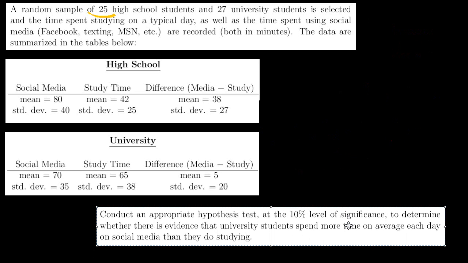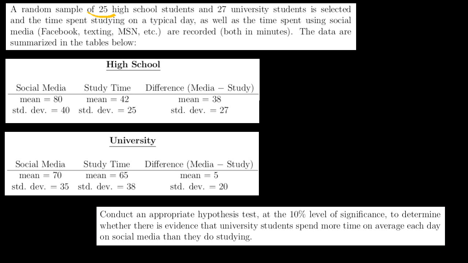The next question we have is: conduct an appropriate hypothesis test at the 10% level of significance to determine whether there is evidence that the university students spend more time on average each day on social media than they do studying.